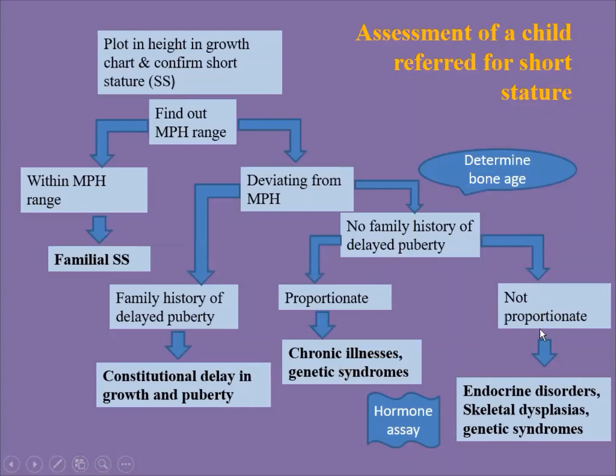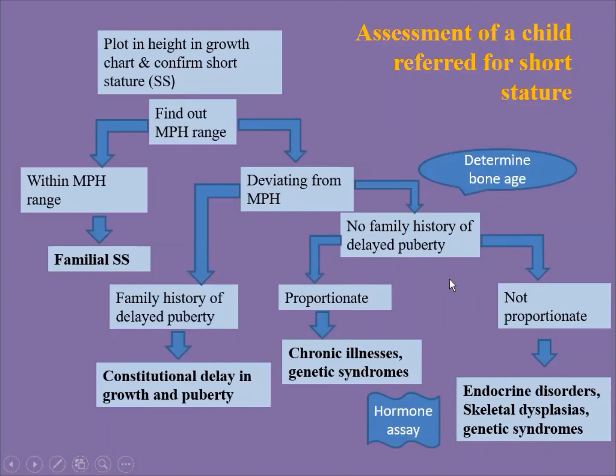If it is not proportionate, very likely to be endocrine or some skeletal dysplasias and certain genetic syndromes, right? Genetic syndromes don't follow a certain pattern, they can differ. So for all this group, we have to do the bone age. Bone age will give an idea whether it's an endocrine problem or whether it is normal. And hormone assay, right?